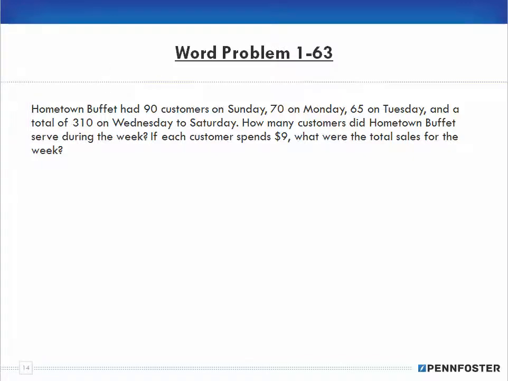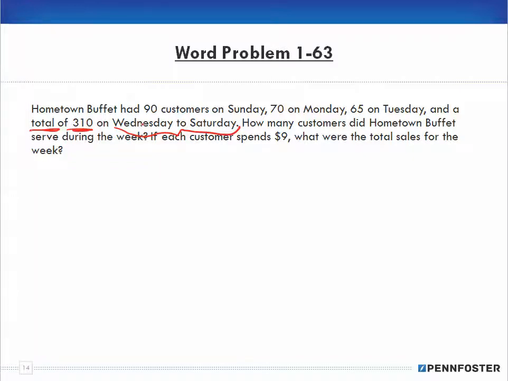Hometown Buffet had 90 customers on Sunday, 70 on Monday, 65 on Tuesday, right? So immediately, even before I finish reading, I'm starting to think I'm going to have to total these up in some way, shape, or form. Because generally, when you get a list of stuff by weekdays, you're going to need to know how many for the total, right? So I have 90 on Sunday, 70 on Monday, 65 on Tuesday, and a total. Notice it says a total of 310 for Wednesday to Saturday.